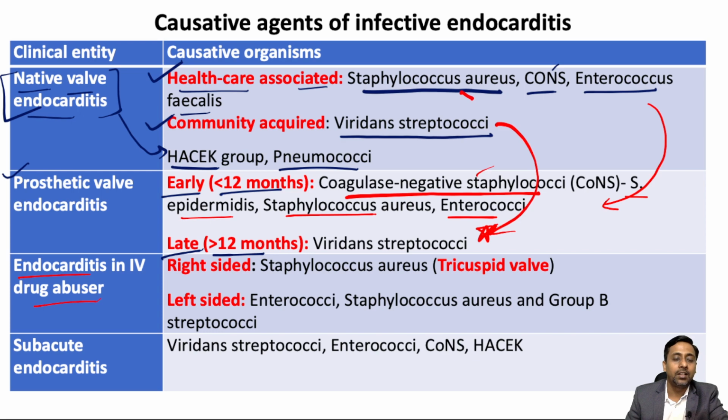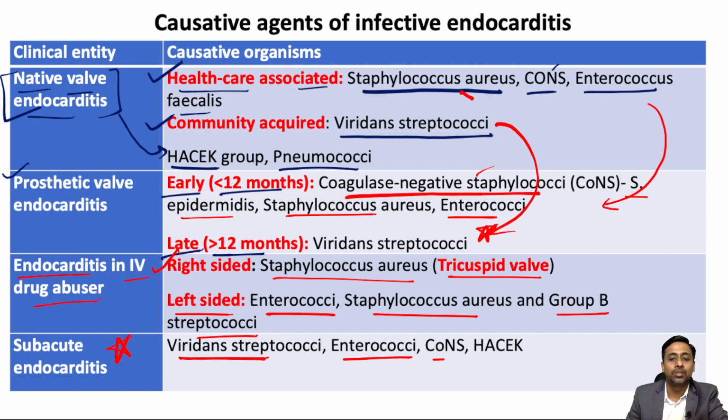Endocarditis in IV drug abusers, if right sided, Staphylococcus is more common, and the valve commonly involved is the tricuspid valve. Left-sided, it is Enterococcus followed by Staph and group B Streptococcus. Subacute endocarditis is commonly caused by Viridans Streptococcus followed by Enterococcus, coagulase negative staph and HACEK group of organisms. So just remember this. This is going to be helpful, as there are so many questions in the examination.